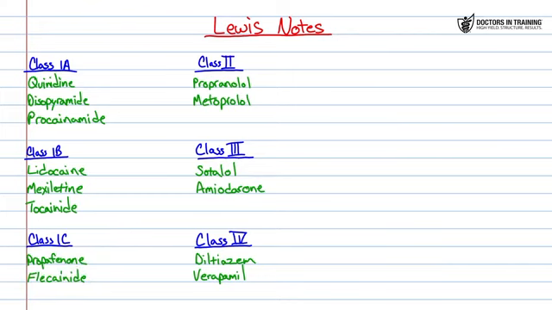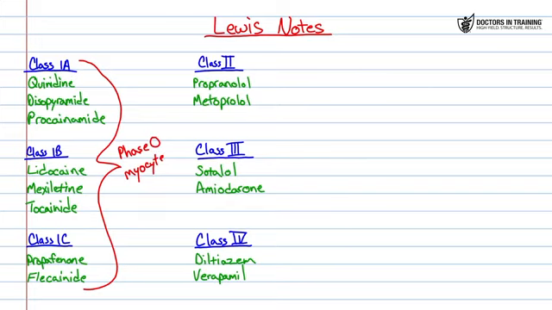Now, one other thing I want to add on here is where these drugs are acting when we're talking about the electrophysiology. So if we look at all of these class 1 drugs, these sodium channel blockers, remember they're working on phase 0. So phase 0, and that's going to be on the myocyte. So phase 0 on the myocyte is where those are going to act.